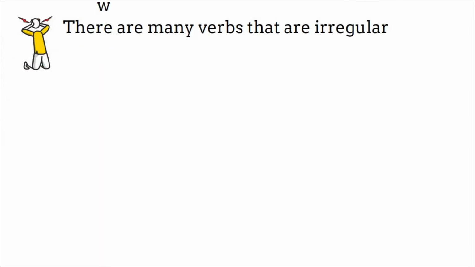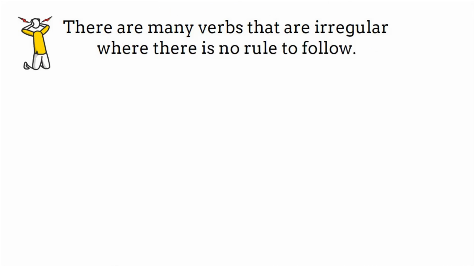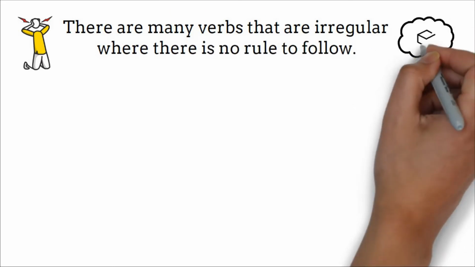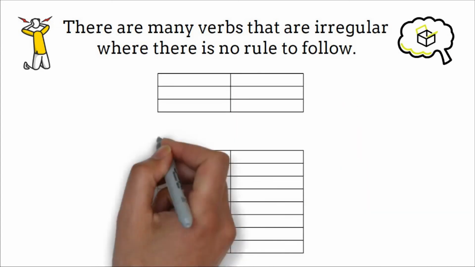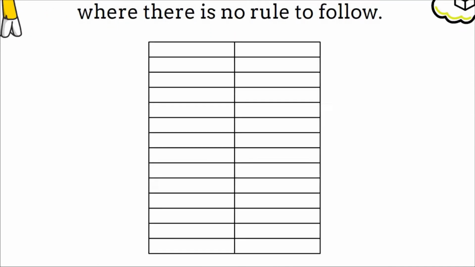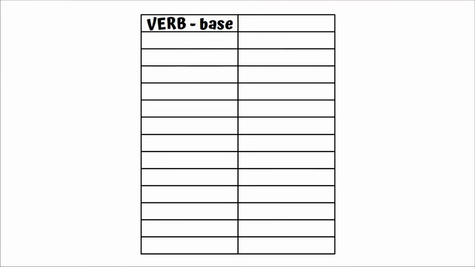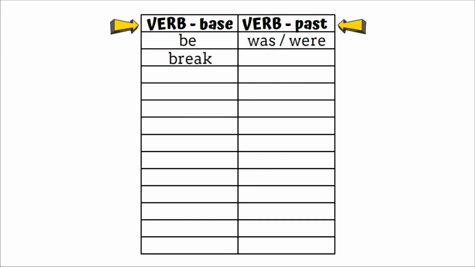Unfortunately, there are many verbs that are irregular, where there is no rule to follow. You will just have to memorize them. So let's see some in this table. The first column shows the base verbs and the second the same verb in a simple past form. Be, was, were. Break, broke.